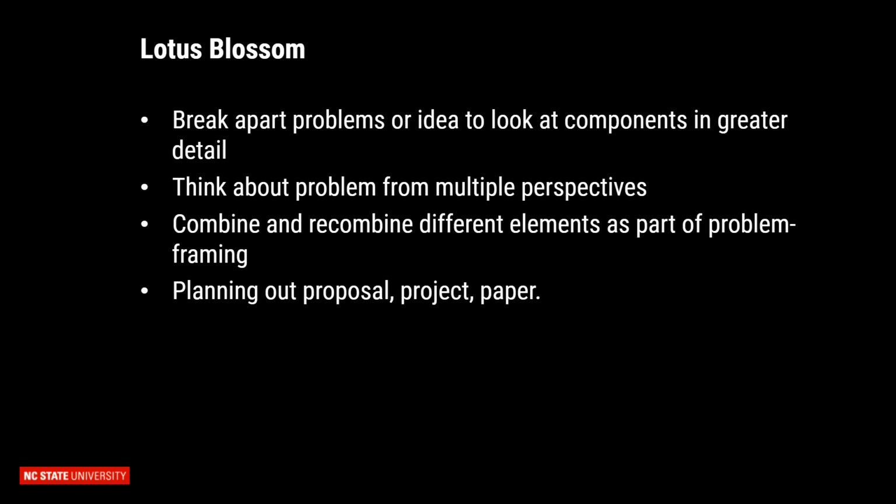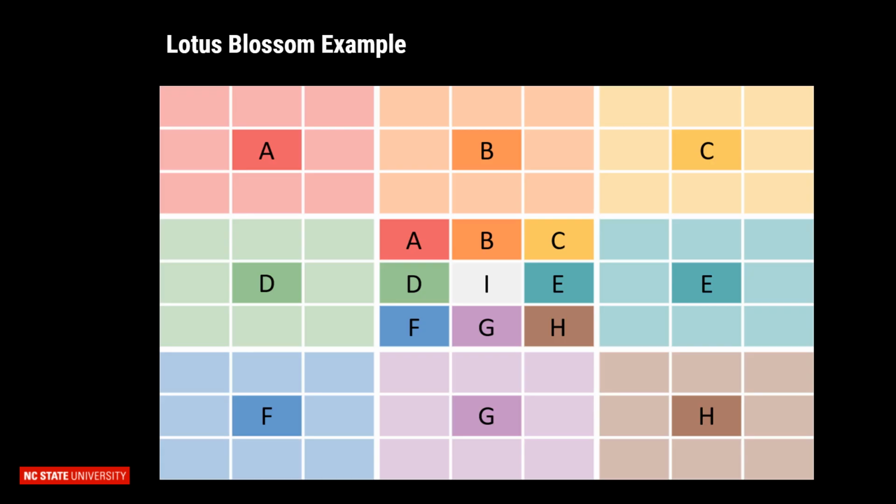to think about a problem from multiple perspectives, in combining and recombining different elements as part of the problem framing process, and/or in planning out a proposal, a project, or a paper. Here is an example of the structure of the Lotus Blossom Matrix. In the very center of the grid is the main idea, and within each of the outer sections of the grid, a component of the problem or idea is further identified.